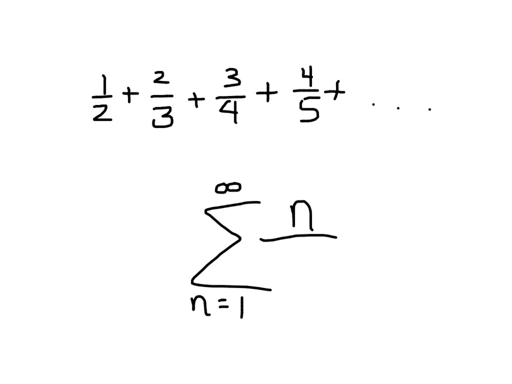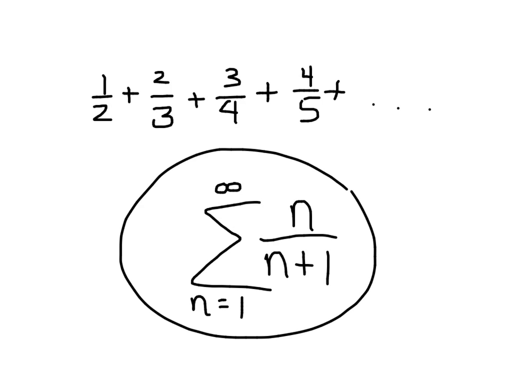How is the bottom in relation to the top? They go up by 1. But looking at each individual fraction, 1 is on the top, 2 is on the bottom. Then 2 is on the top, 3 is on the bottom. Is it n plus 1? Then this one is plus 1 because the bottom is 1 more than the top. Right. N over n plus 1. Rule.